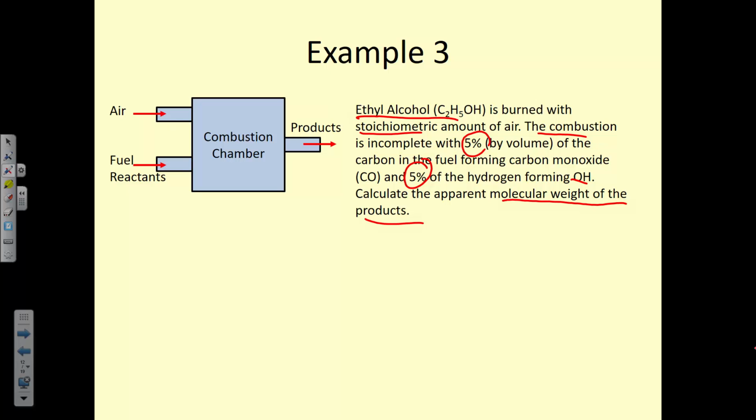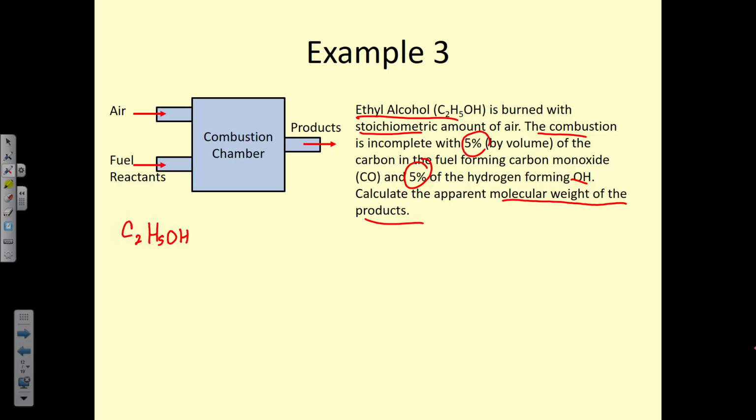Okay, so the first thing that we want to do when we're looking at a problem that's considered to be incomplete combustion is we solve it as if it were complete combustion to find the molar numbers, or the molar fractions, and then we show what would happen if it were incomplete. Okay, so we're going to balance this equation first.